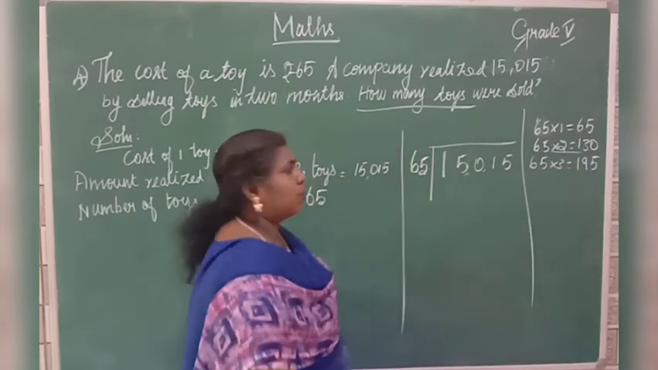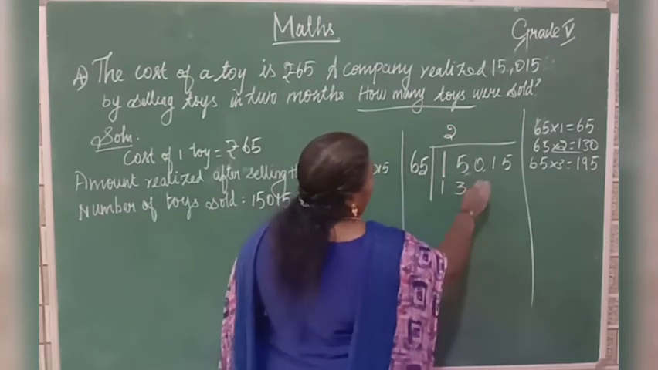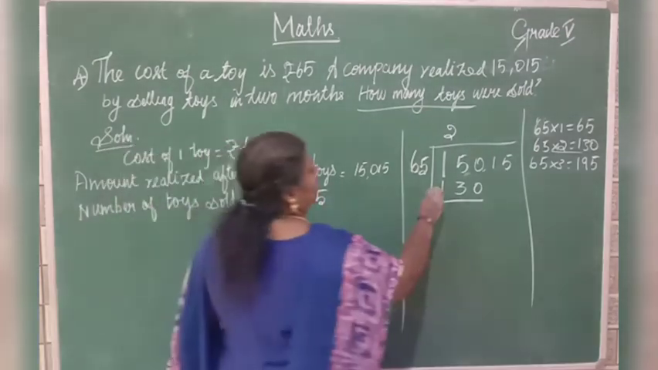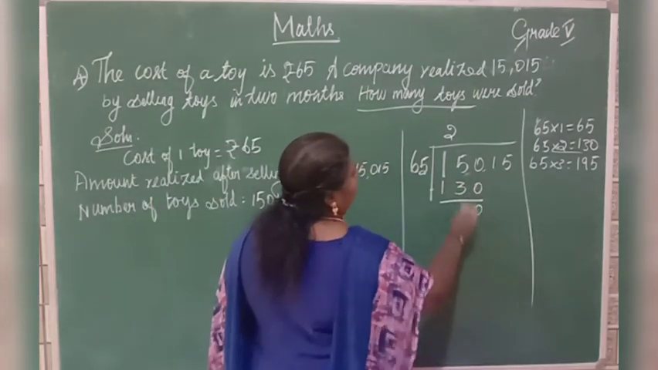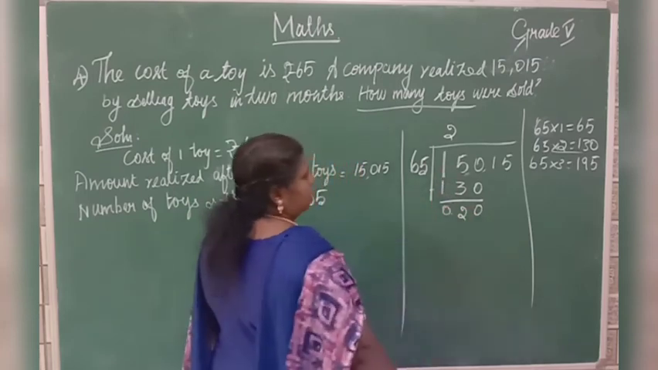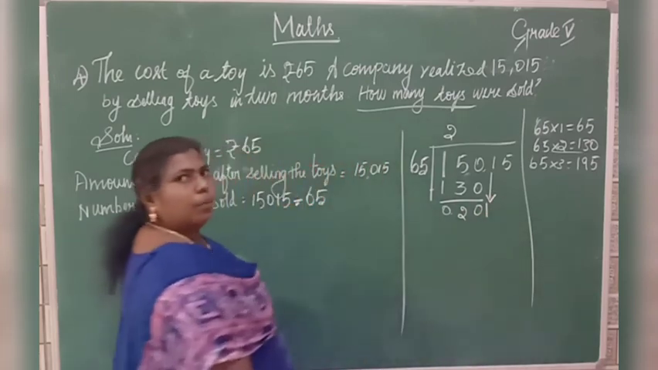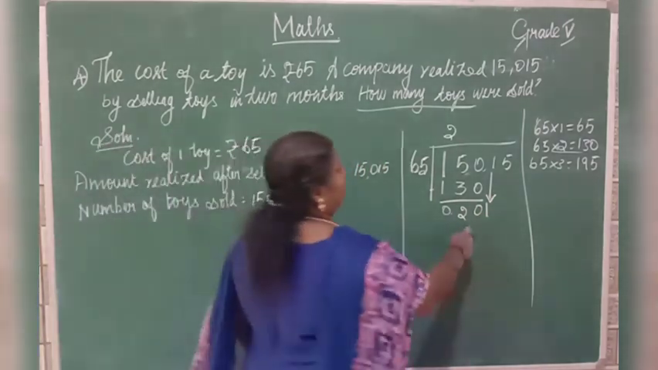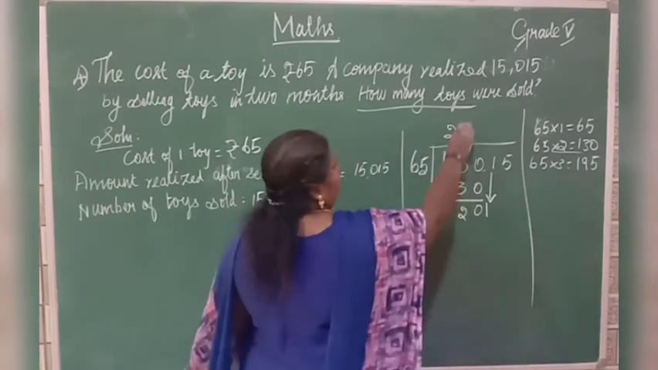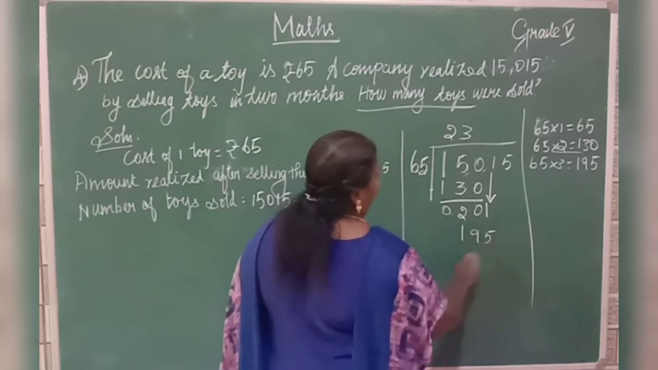2 times 65 is 130. Yes. What is the next step now? Subtract. 0 minus 0 is 0, then 5 minus 3 is 2, 1 minus 1 is 0. Next, which number do we write down? 1. That means 201, isn't it? 201 means how many times will 65 come? 3 times, right? 3 times 65 is 195.